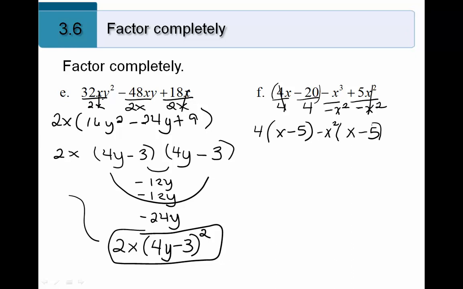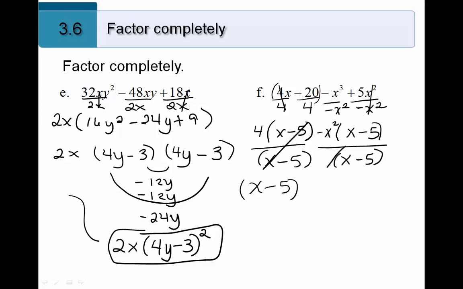So now we have 4 times x minus 5 and minus x squared times x minus 5. Now I can pull out the x minus 5, and when I pull that out, so I'm dividing here because I'm pulling it out, I'm undoing that distributive property, I am left with 4 minus x squared. Now I'm not quite done here, because if you look at 4 minus x squared, you'll recognize that that's a difference of squares. So I can't do anything else with the x minus 5.